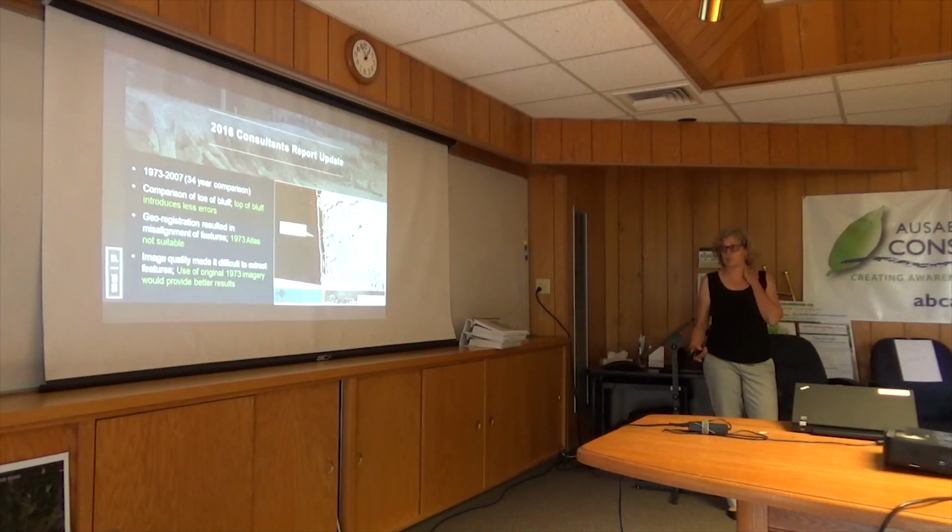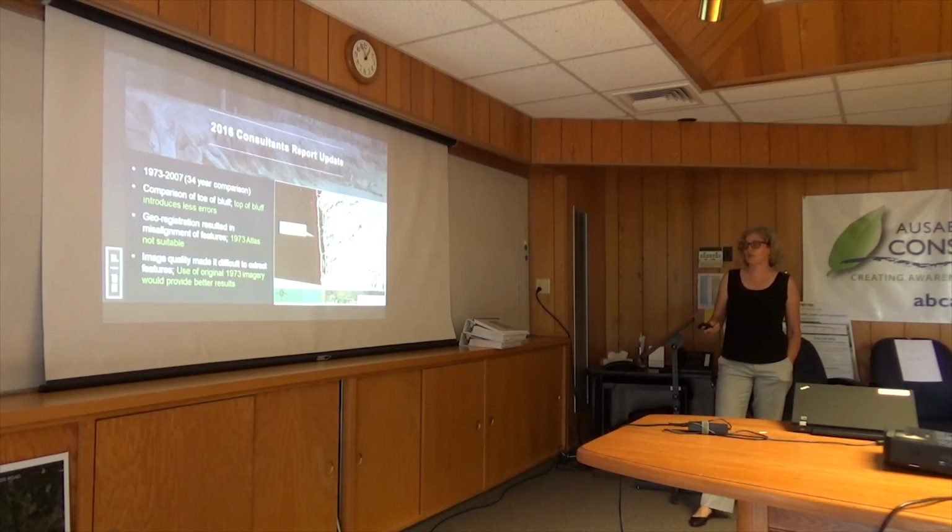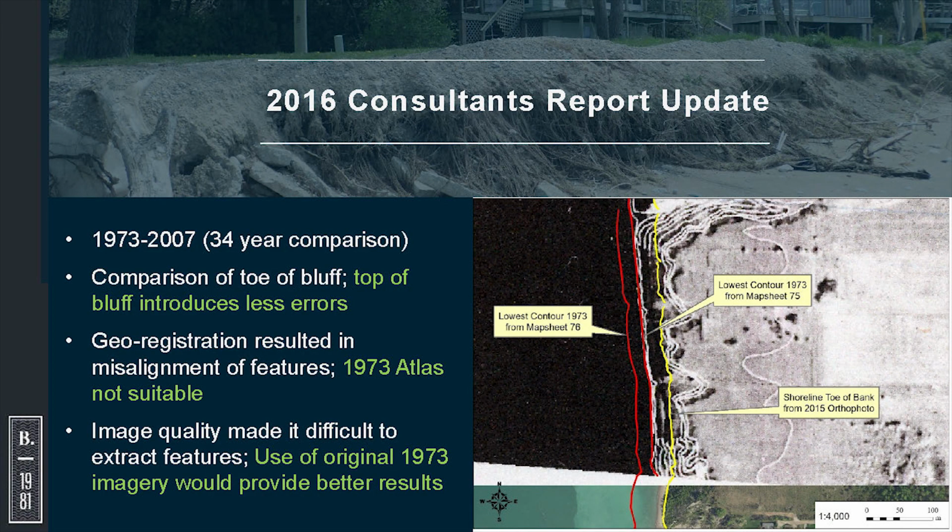More data has obviously become available since that analysis was done. So the 2016 consultants report used the 1973 Shoreline Atlas data and compared it with the 2007 mapping. They compared the toe of bluff position again, just as had been done previously, and the top of bluff is an easier feature to pick off. Whereas the toe of bluff can be a little bit less discrete, the top of bluff is generally easier to pick off, so we recommend that you can get a higher level of accuracy using the top of bluff than the toe of bluff.